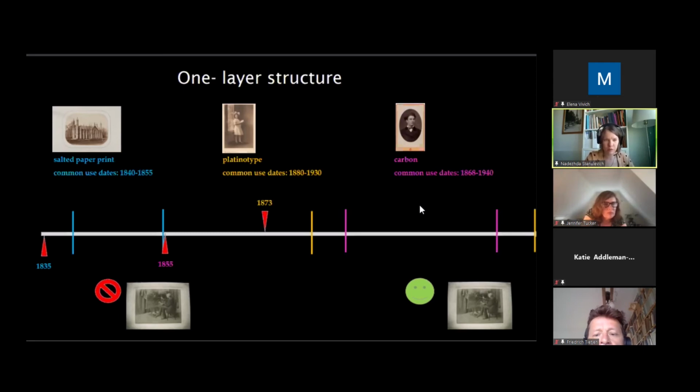it's not possible that it is a simple salted paper print. Later, I tried to research the theme of one-layer structure printing, like platinum-type or cardboard printing. I understood that the photographer in this situation used some art printing processes. For example, it may be a carbon print.